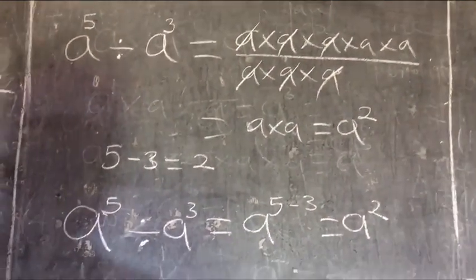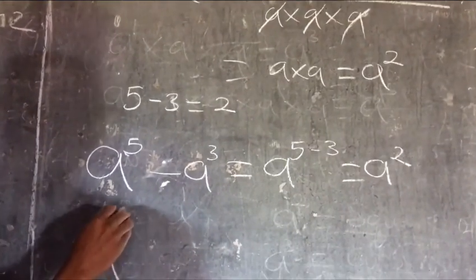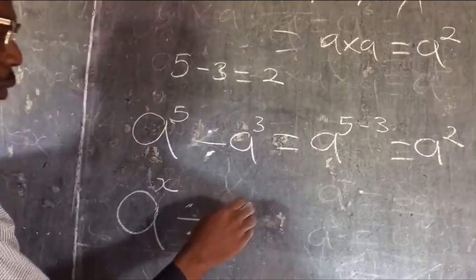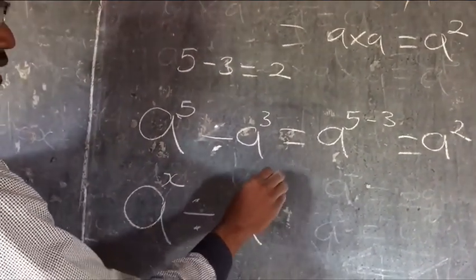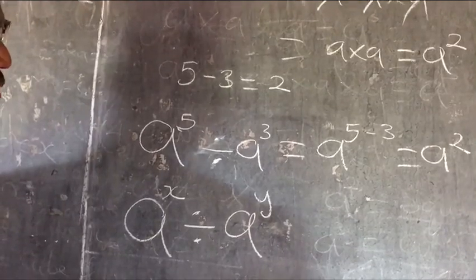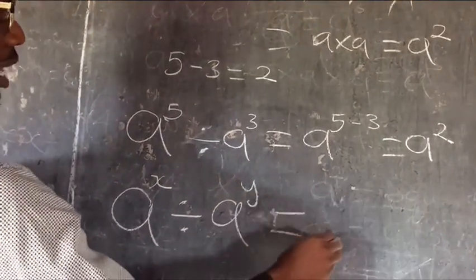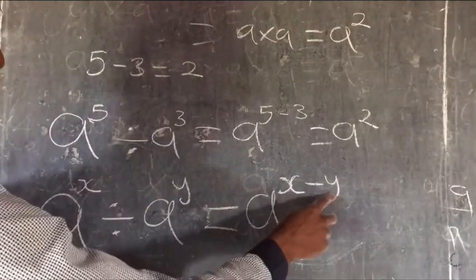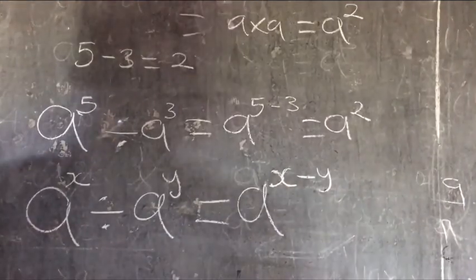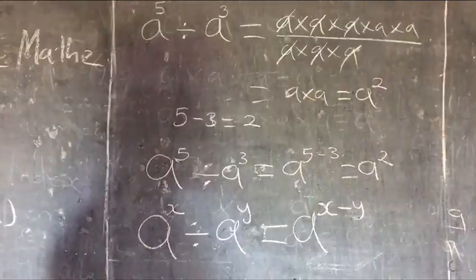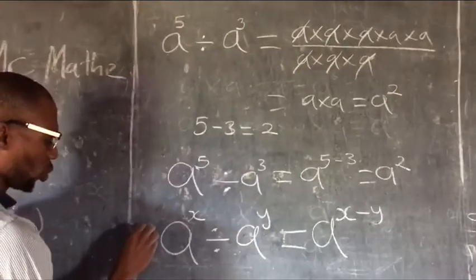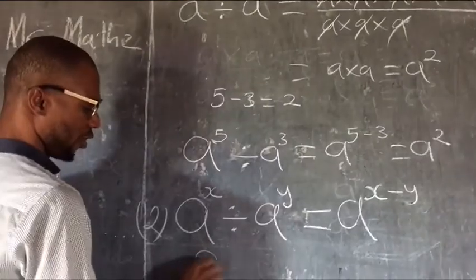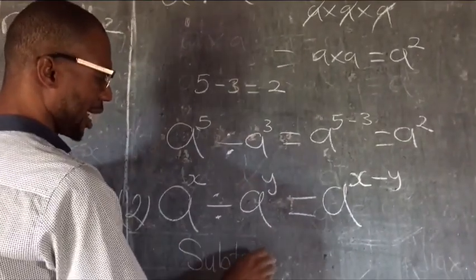Now, what do you mean? It means if I get a number raised to some power, and we divide by the same number raised to another power, then I just subtract the second number's index from the first number's index. So this is law number 2. We'll call this the subtraction law of indices, or law of subtraction.